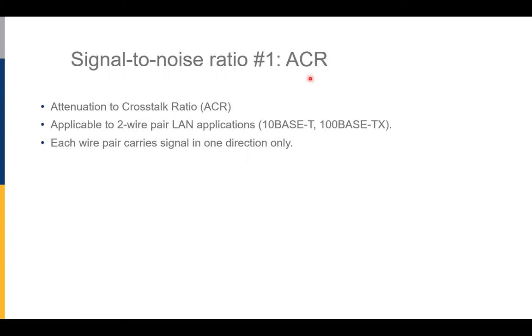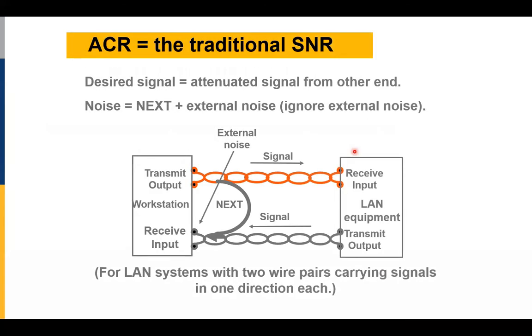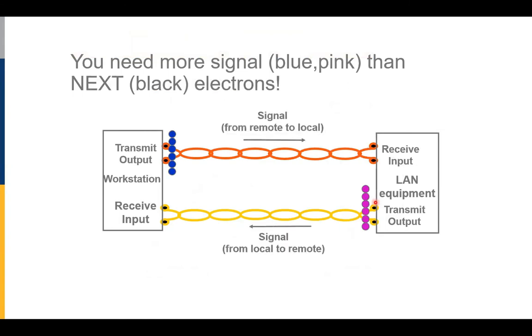All right. So the attenuation to crosstalk ratio really applies when we're working with two-pair applications like 10BASE-T and 100BASE-T. And let's go back to our signal, our electrons. So what we're going to have here is our workstation with the network interface card, and here's our LAN equipment, our computer, our laptop, our wireless access point, our security camera, and it also has a transmit and a receive. So here we go. We're going to transmit. The blue signal is going to be going from left to right, and the pink signal from right to left.